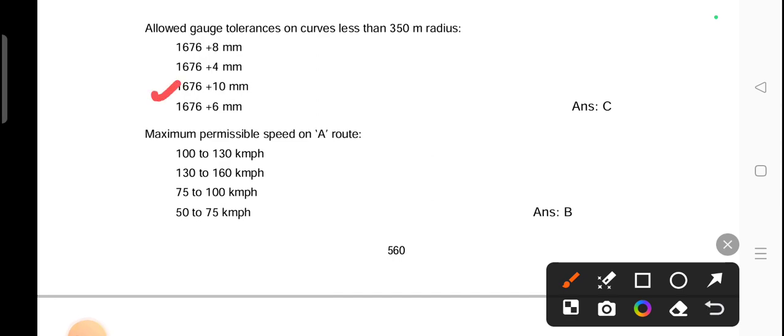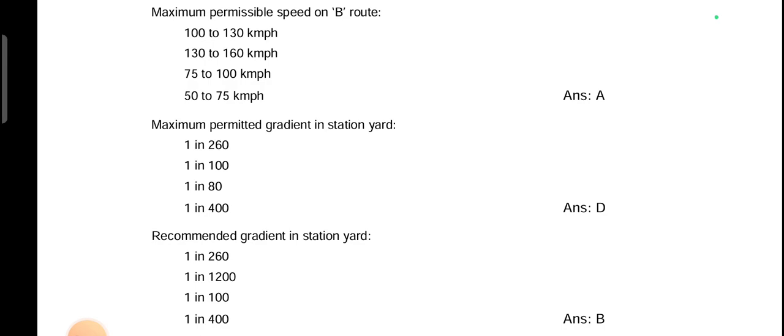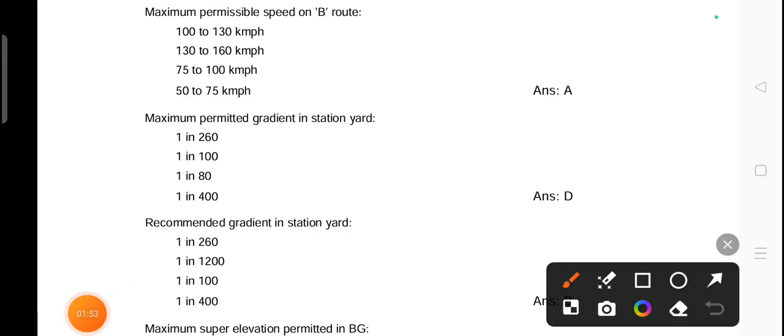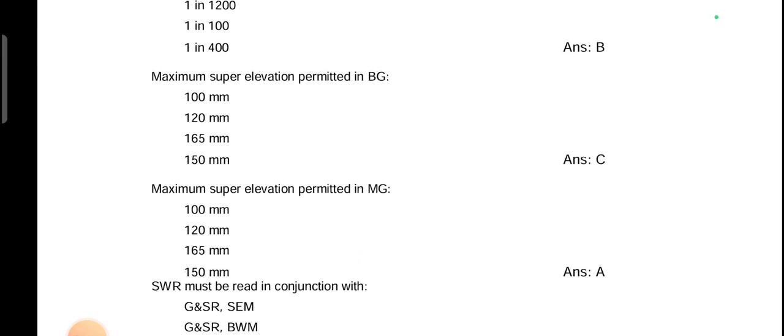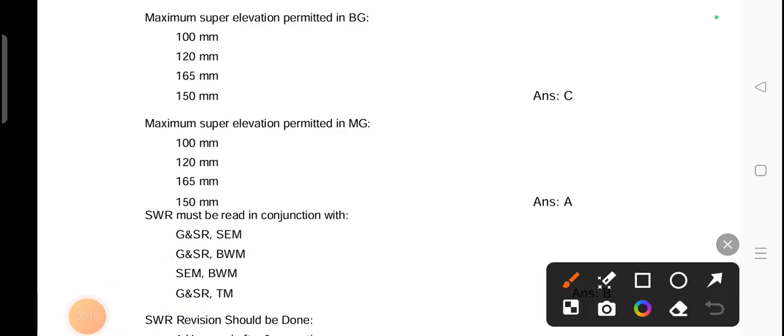Next, maximum permissible speed on A route: 130 to 160 kmph. Next, maximum permissible speed on B route: 100 to 130 kmph. Next, maximum permitted gradient in station yard: 1 in 400. Next, recommended gradient in station yard: 1 in 1200. Next, maximum super elevation permitted in broad gauge: 165 mm. Next, maximum super elevation permitted in meter gauge: 100 mm.